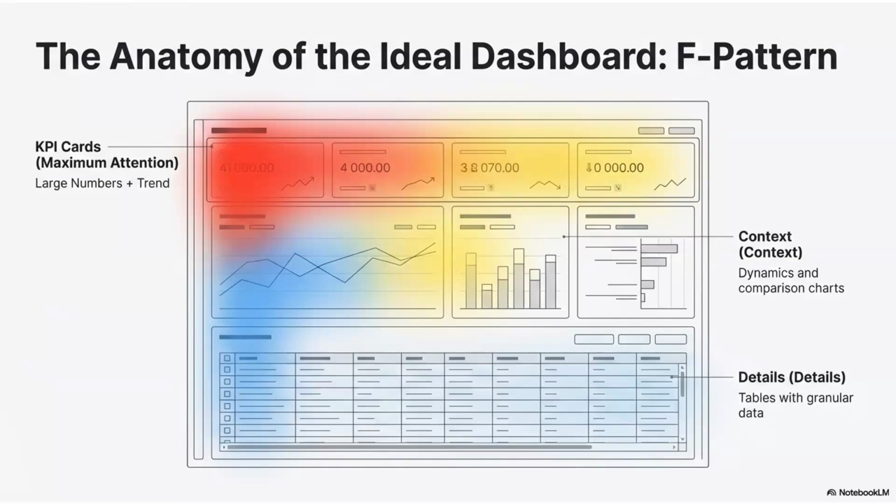This is where dynamics charts and various comparative diagrams are placed. This tier answers the question, how exactly did the processes lead to the large numbers we see at the top? The bottom part of the information panel is the details area. This is where extended tables with the most granular data are located. For example, this could be a list of specific problematic invoices or a detailed rating of routes.